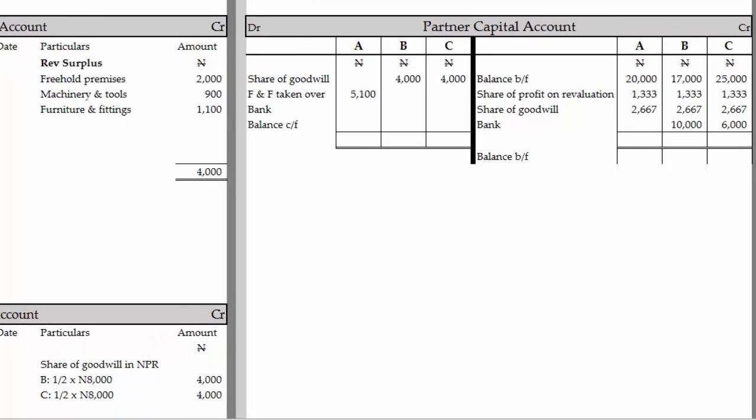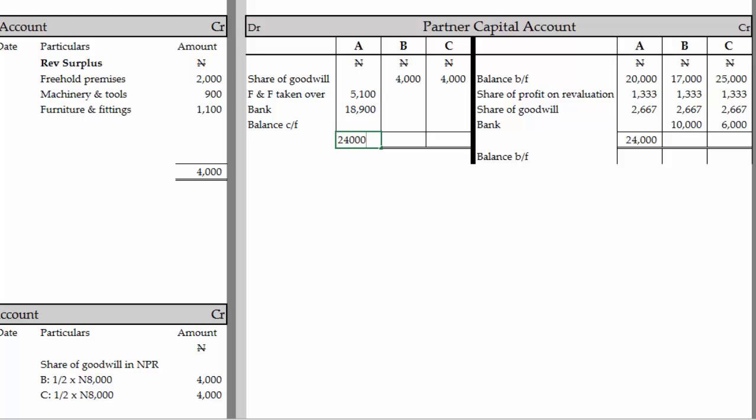Okay, so we have posted all the relevant transactions into the partner's capital account. So let's balance it up. For A, the total on the credit is 24,000 and the total on the debit is 5,100. The credit is higher than the debit by 18,900. So let's have it there as 18,900. Now, since A is leaving the partnership, this 18,900 will represent the final settlement to A. So we have bank 18,900.